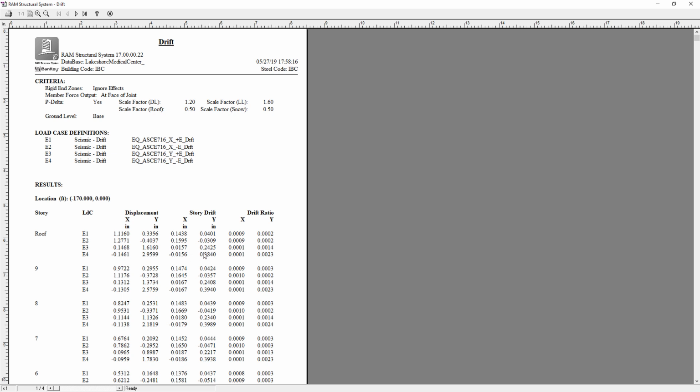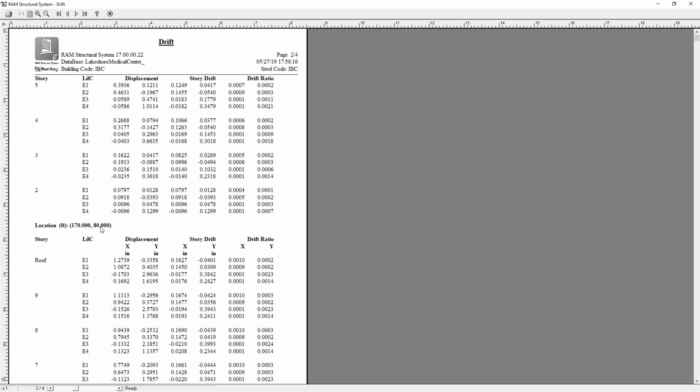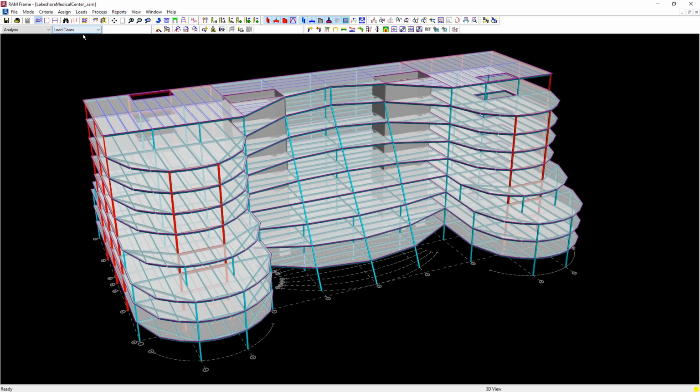And we can compare these values with the results at other locations on the structure, for example, the extreme ends of the structure. And from these values, we can determine whether or not there is a torsional irregularity.